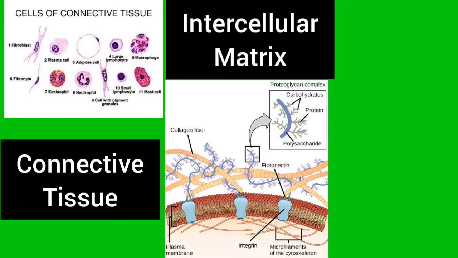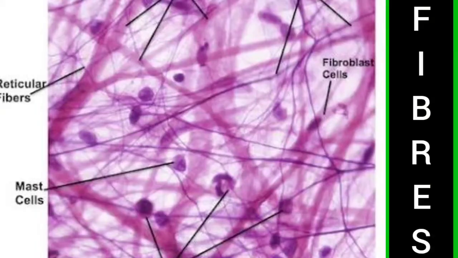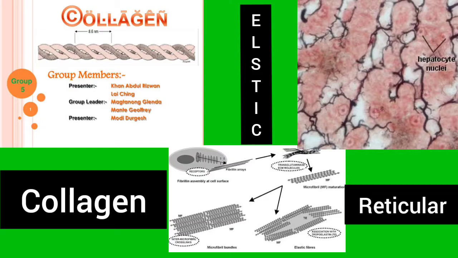So first I told you it is formed of intercellular matrix and fibers. Now what do we mean by fibers? Fibers are proteinous. They provide stability and support. These fibers are mostly proteinous and provide stability and support. They can be either collagen, elastic or reticular fibers.